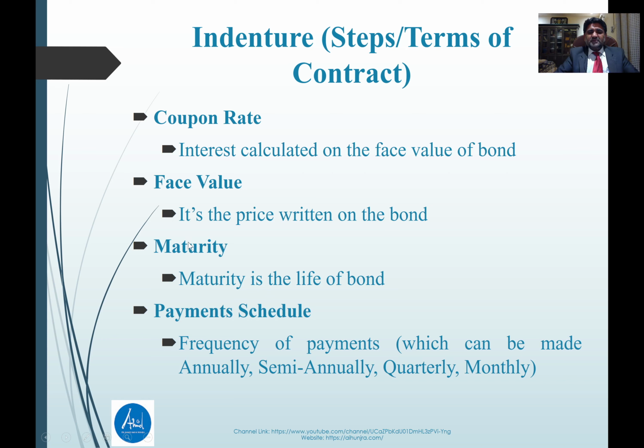What is maturity? That is the life of the bond. Here is the payment schedule, that is the payment schedule of the coupon amount. The frequency of coupon payments can be quarterly, annually, semi-annually, or monthly. It will be mentioned in the terms of contract what the coupon payment schedule will be.